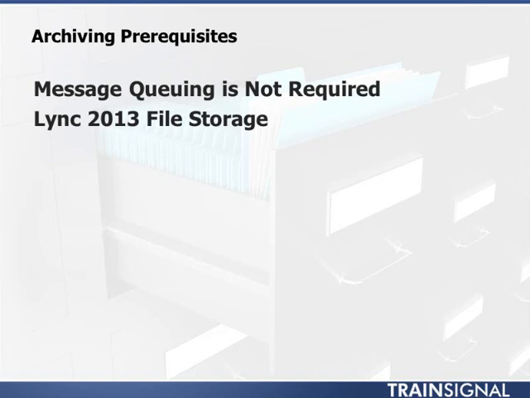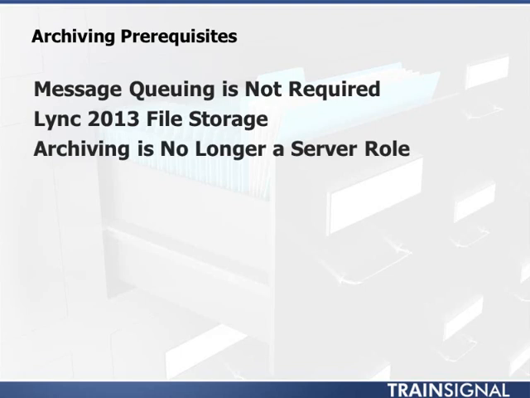Now that we have the archiving co-located on the front-end servers, the archiving uses the Lync Server 2013 file storage for temporary storage of your meeting content files. That's the same exact file share that you defined when you created your topology and you defined your pool. So you don't have to set up a separate file store for archiving.